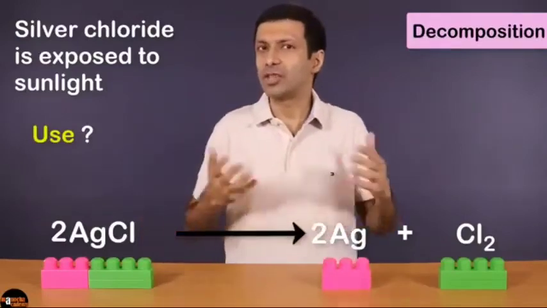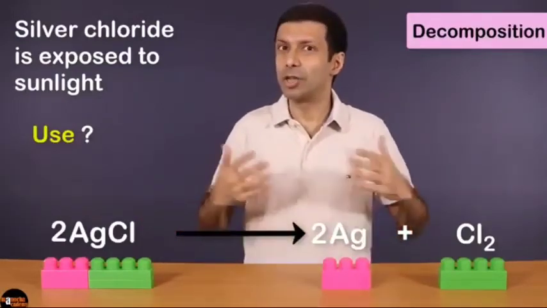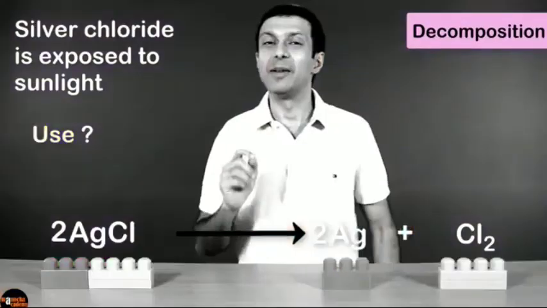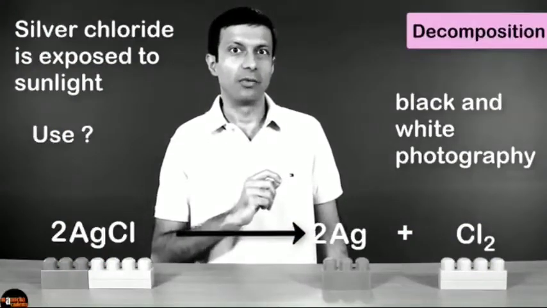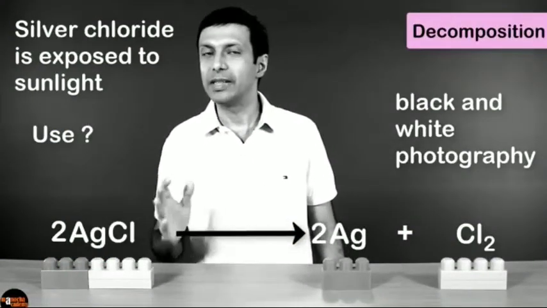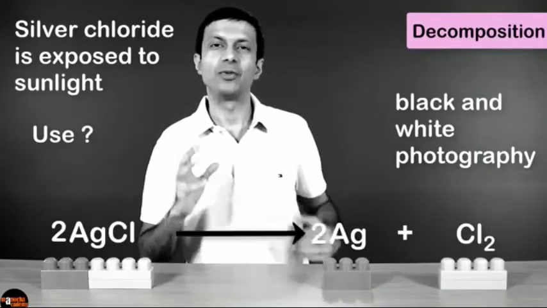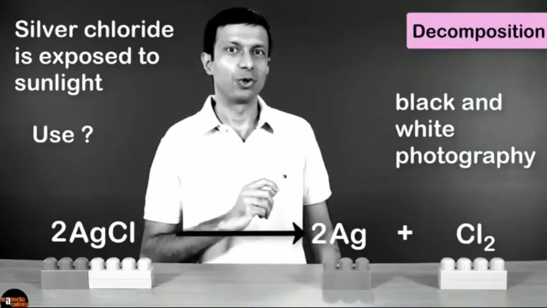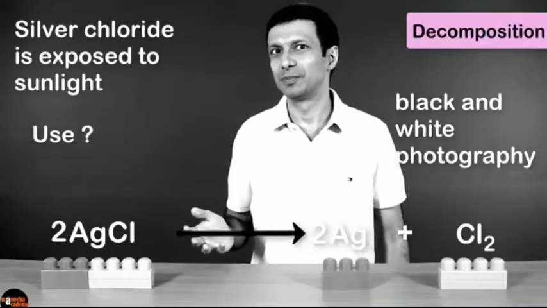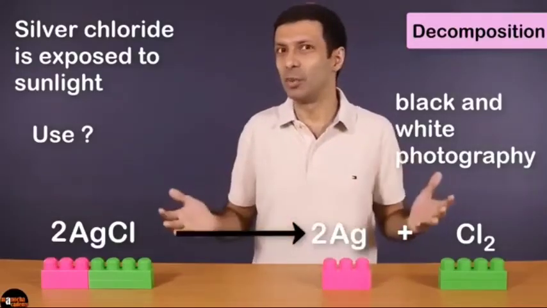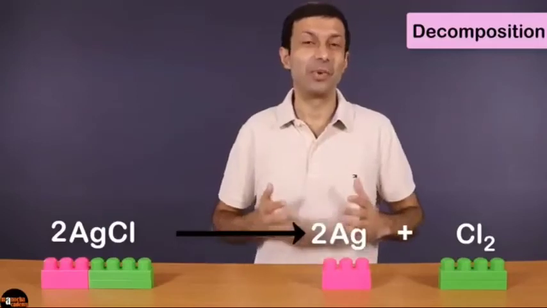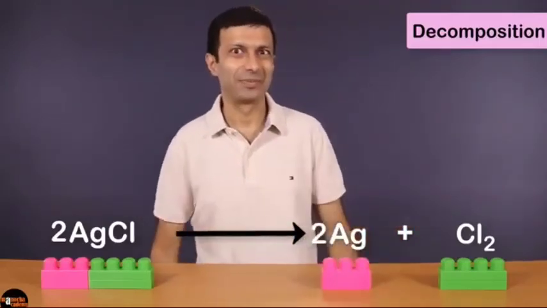Do you know where this reaction is used, or rather was used? In black and white photography, where the film or the photographic plate contained silver chloride and it decomposed when it was exposed to sunlight to give us the black and white image. Of course, now in the digital world, everything's digital and we are using SD cards.